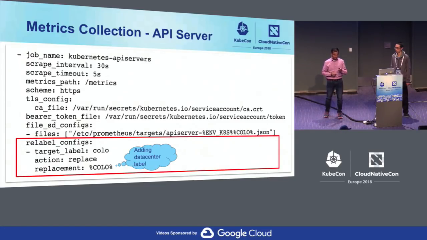Another thing you can see here is how we add the data center label, right? It's pretty cool. We have multiple data centers, and if you want to label as part of the scraping itself, this is one way of doing it. This is going to be useful when we see the federation world.